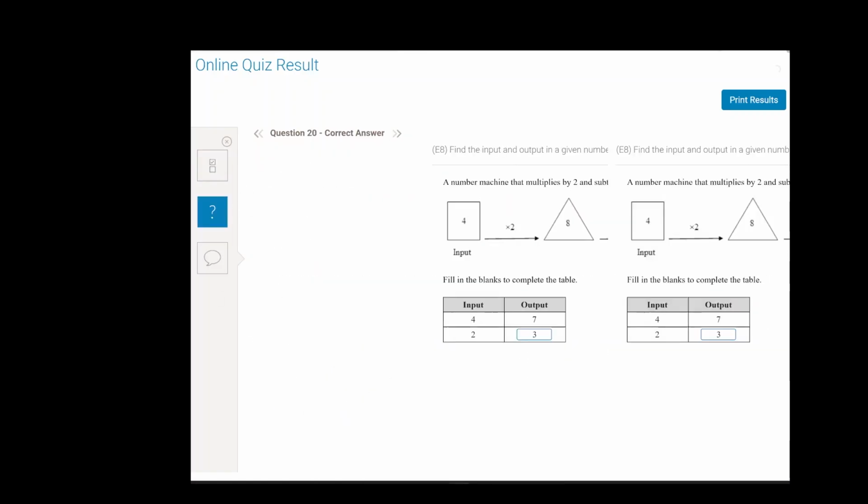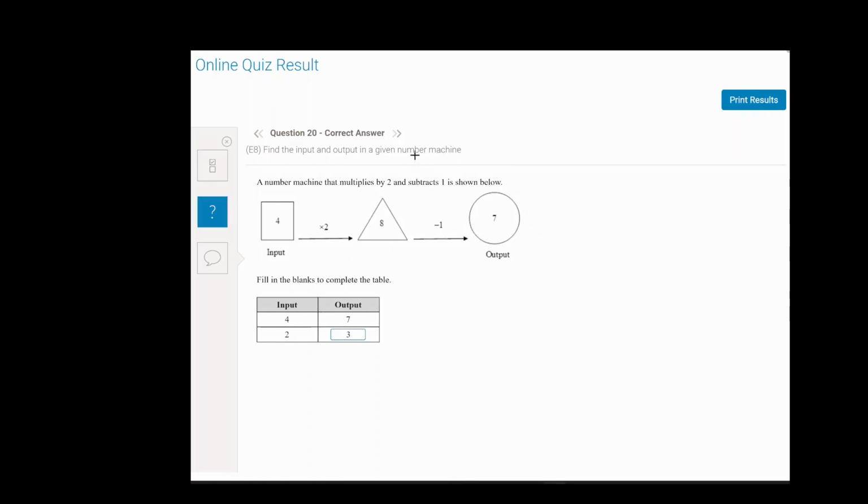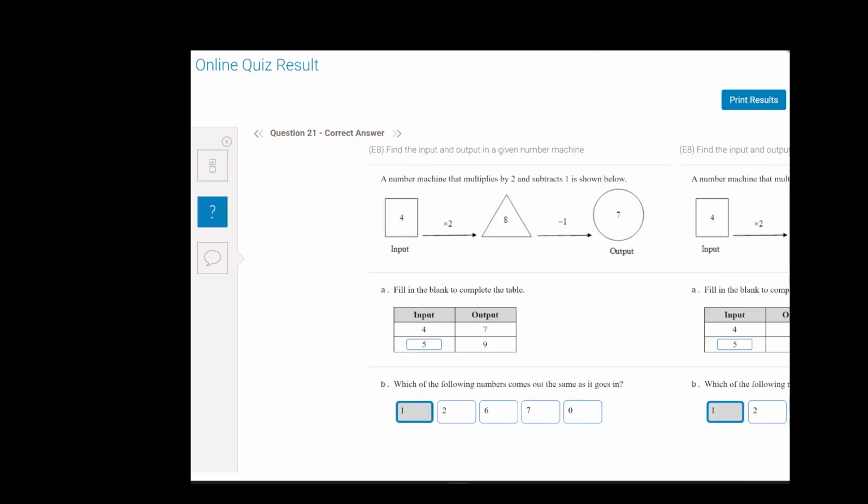Question 20. Fill in the blank to complete the table. 2 times 2 is 4, minus 1, 3. Question 21.